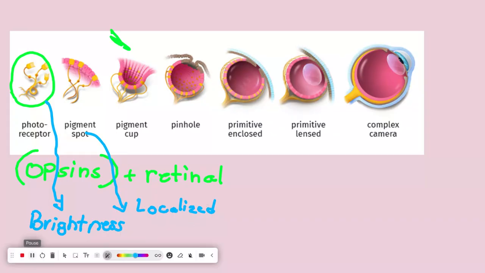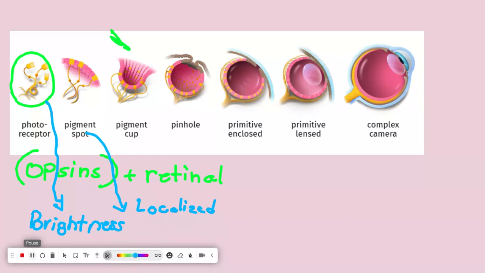So in simple terms, what localized means is that it's like a very, very primitive eye in a sense. It's not seeing shapes, but it can tell the direction something's coming from in a stronger way, right? So now flatworms have these today. Flatworms have these pigment spots, so they can detect where that source of brightness is coming from.